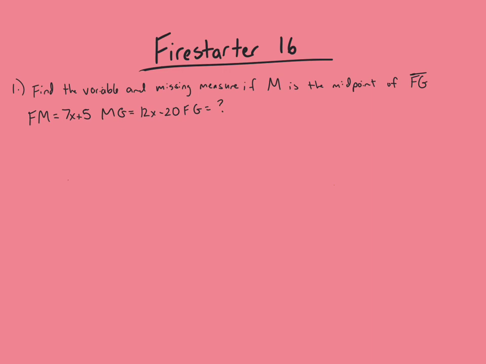Alright, so for Firestarter 16, the first thing we're going to do is draw a picture. Guys, whenever you get stuck, if you could draw a picture, it's usually going to make your life a little bit easier. So it said, find the variable and missing measure if M is the midpoint of FG. So the first thing I'm going to do is draw FG. Remember, that's a segment because it begins and ends with G.